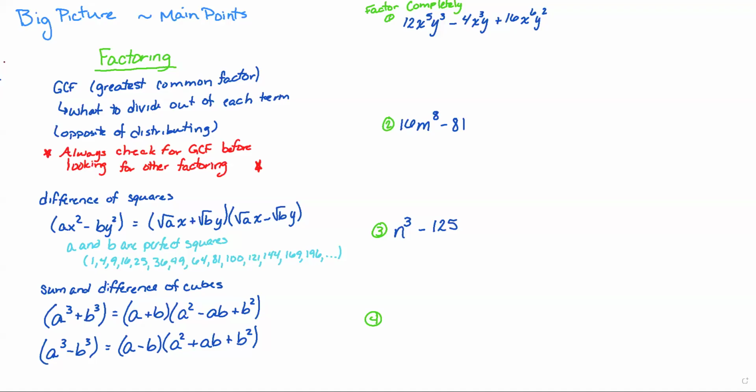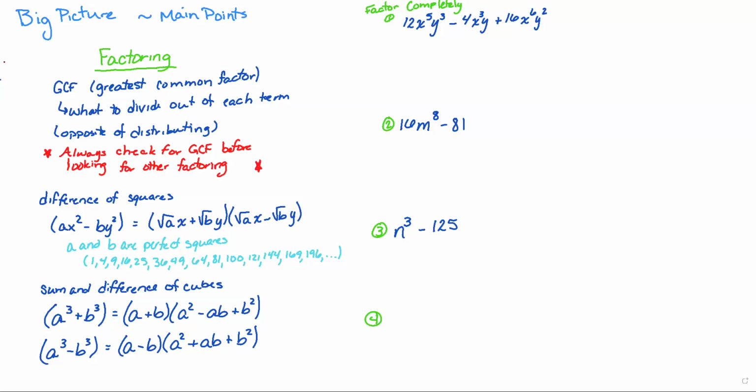All right, so some more big picture main points of review. When we're talking factoring, the first type of factoring that we always want to look for is the GCF, which is the greatest common factor. And that's basically what you can divide out of every term. Remember, it's the opposite of distributing.